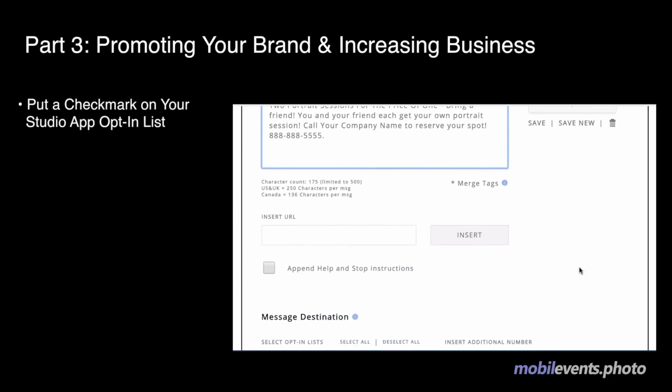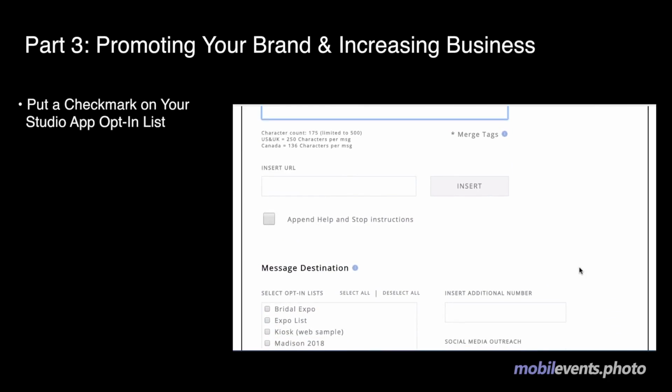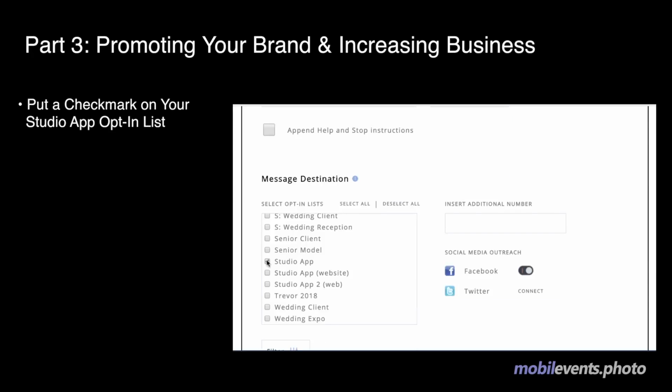Next, we're going to select your Studio app list as the message destination. Now at this point, you're probably the only contact on this list, but soon it could be hundreds. Check the box next to the Studio app list. Also, I want you to take note that you have an option to send the same message to your Facebook and Twitter pages. This is very powerful, and it expands your promotion to your social media followers. It's also automated.